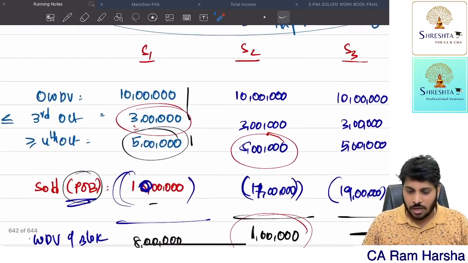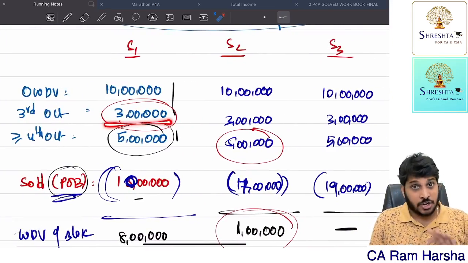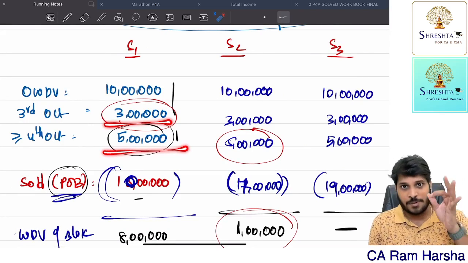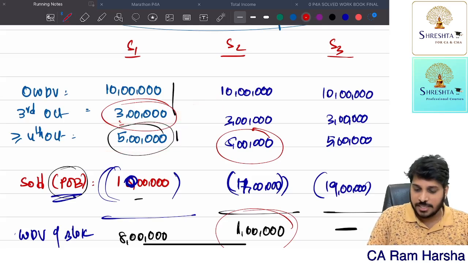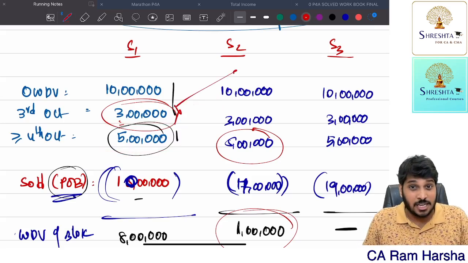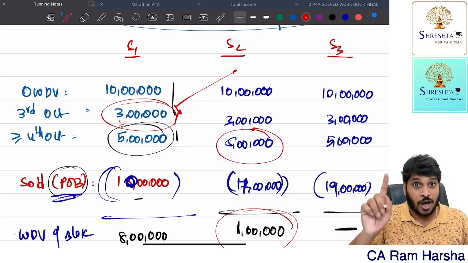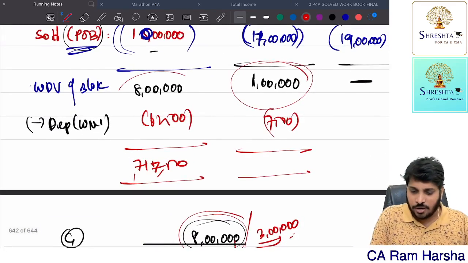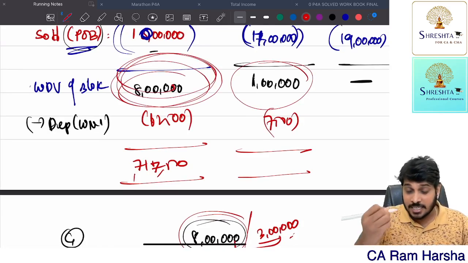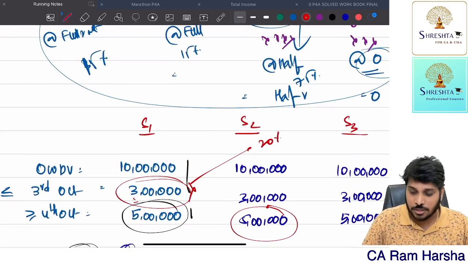Fine. Now this 3 lakhs is new plant and machinery, 5 lakhs is also new plant and machinery, both installed in office. On this 20%, what is additional depreciation? Because additional depreciation is calculated on actual cost, not on written down value. Normal depreciation we calculate on written down value, correct? Whereas additional depreciation we calculate on actual cost, 20%.